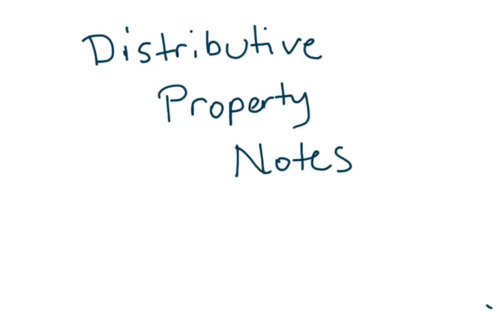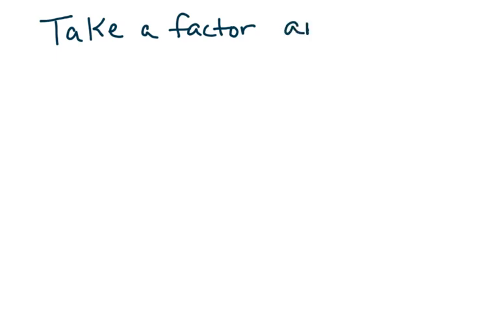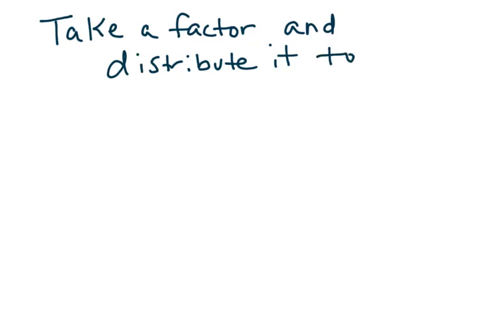Today we're going to do the distributive property notes, and I'm going to show you what that is and what it means. So basically what the distributive property says is that you're going to take a factor. Remember, factors have to do with multiplication, and distribute it to each part of a group of things.